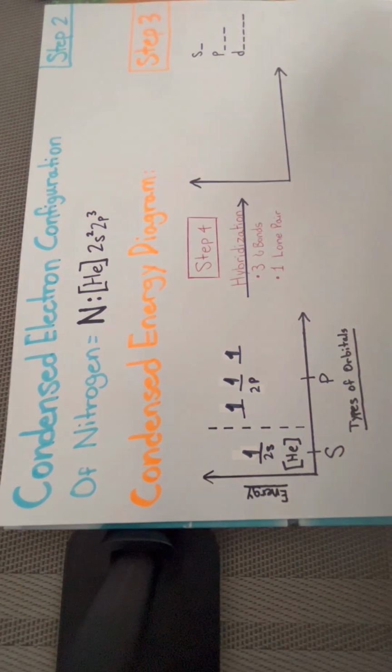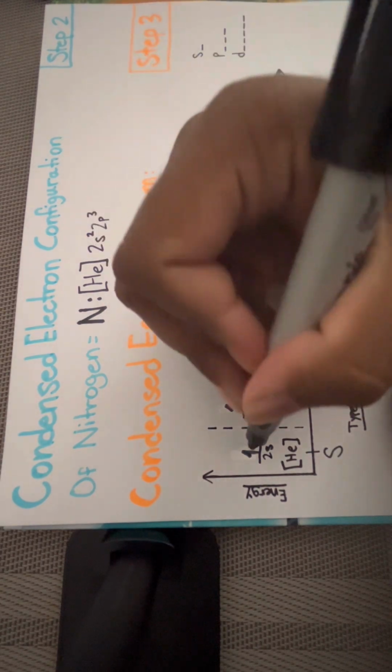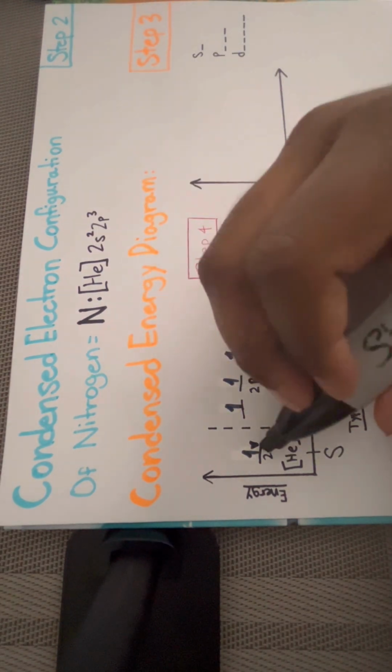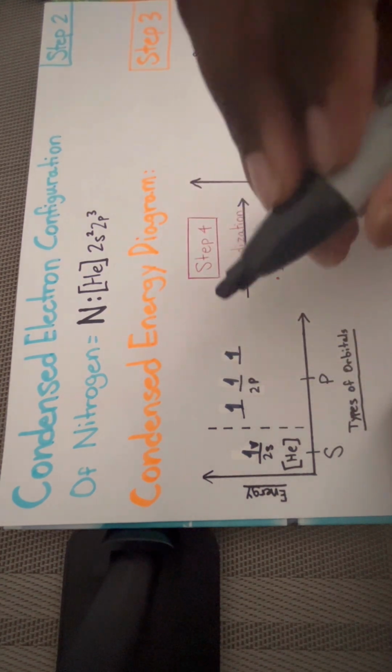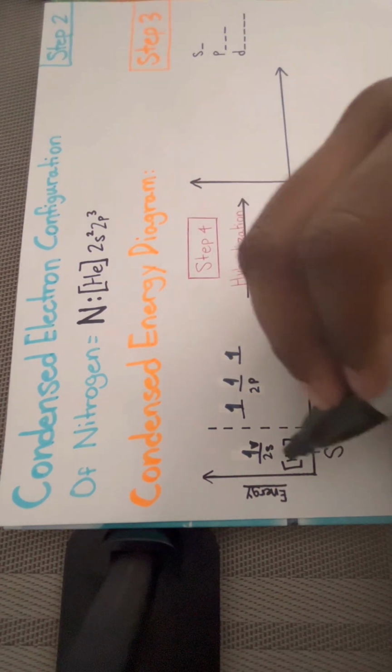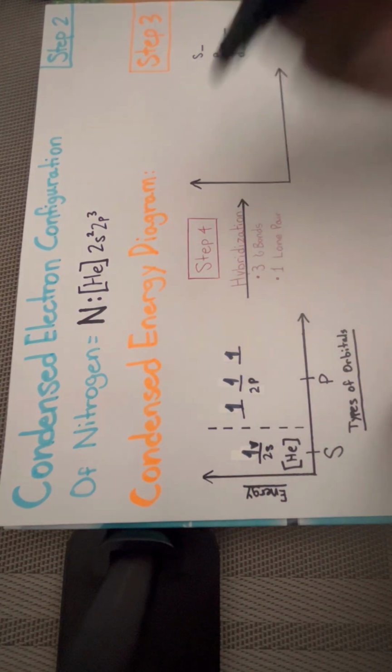Now we have to double this one here. So this would be doubled. This downwards arrow represents an electron. So now we have 2 electrons, 2, 3, 4, and 5. This would match our valence that we're looking for.